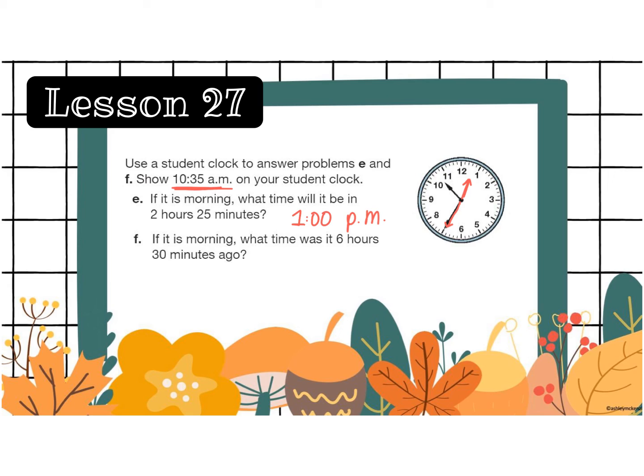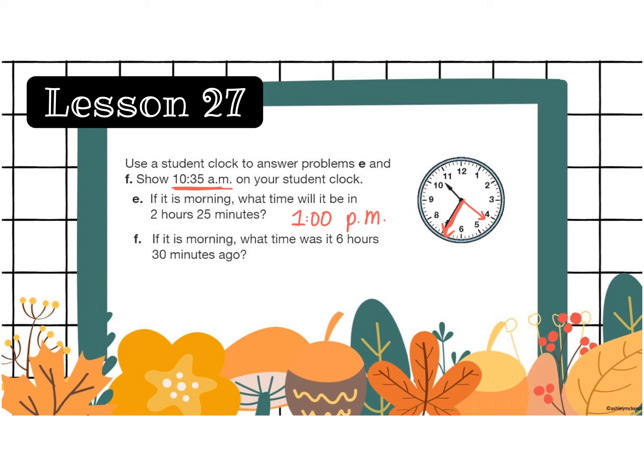If it is morning, what time was it 6 hours and 30 minutes ago? So I'm going to erase this so we're not confused. I want 6 hours and 30 minutes ago. So 10:35 a.m., 6.5 hours prior to that. So first I want to go back 6 hours. If I just went back 6 hours, where would that put me? 9:35 would be 1 hour. 8:35 would be 2 hours. 7 is 3, 6 is 4, 5 is 5. So 4:35. Good job. So 4:35 is 6 hours.